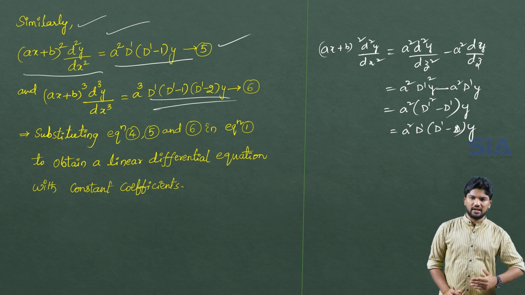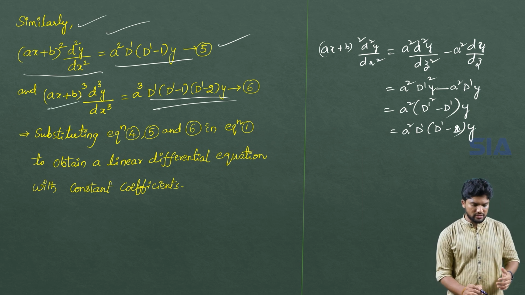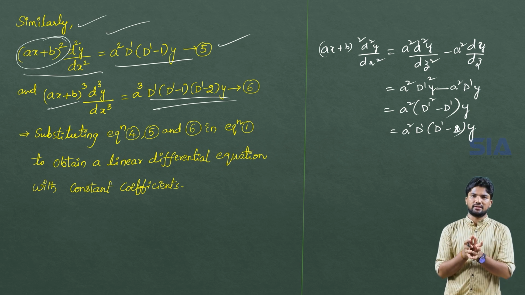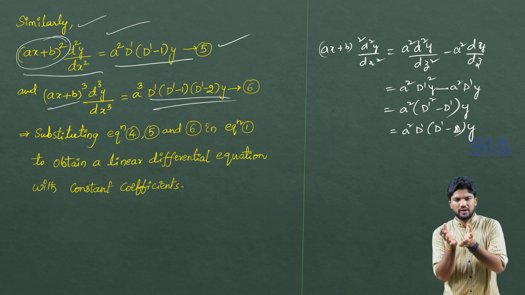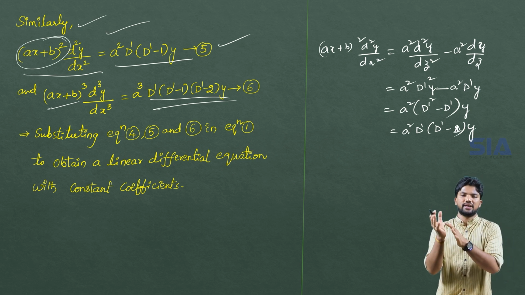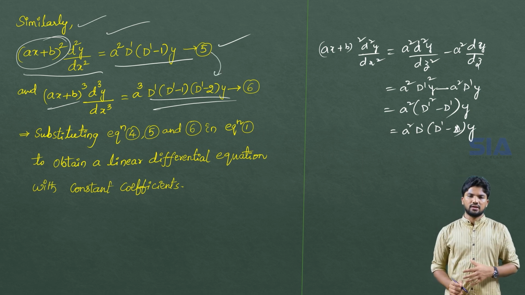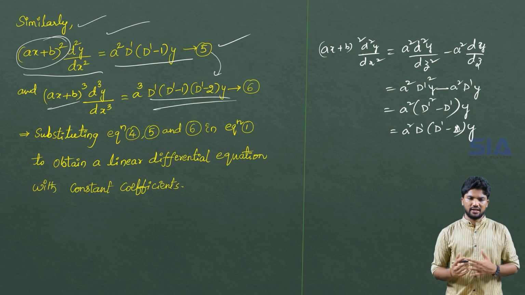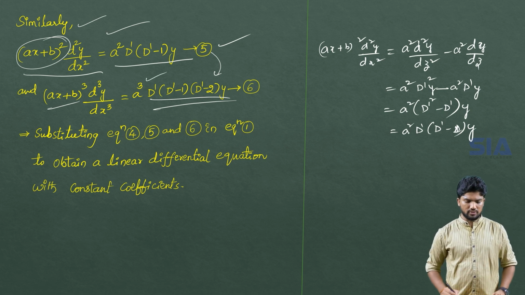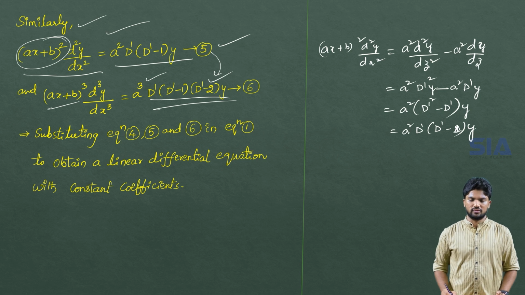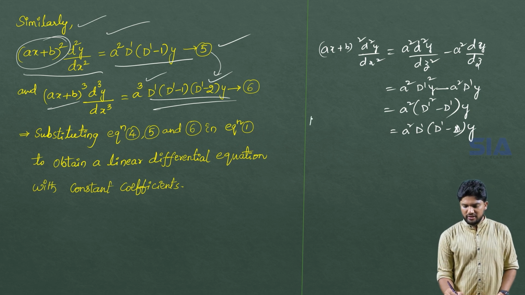Similarly, if you proceed in that format you will get the third term, but remember the coefficient always exists in the ax plus b format. If you apply the second derivative for that ax plus b, you will get the square. If you apply the third derivative for equation number 5, you will get (ax plus b) whole cube d cube y by dx cube, therefore a cube into D' into D' minus 1 into D' minus 2 into y. So that is a continuation process.